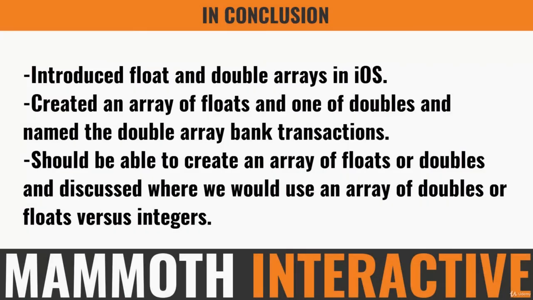In this part of our tutorial, we introduced float and double arrays in iOS. We did that by first creating an array of floats, and then we created an array of doubles, and we named the double array bank transactions, because we're looking at basically a list of transactions, which might be one way that your bank database would store your transactions in an array of doubles. By now you should be able to create an array of floats or doubles and discuss where we would use an array of doubles or floats versus an array of integers. This can be either in real life or in your code or someone else's.